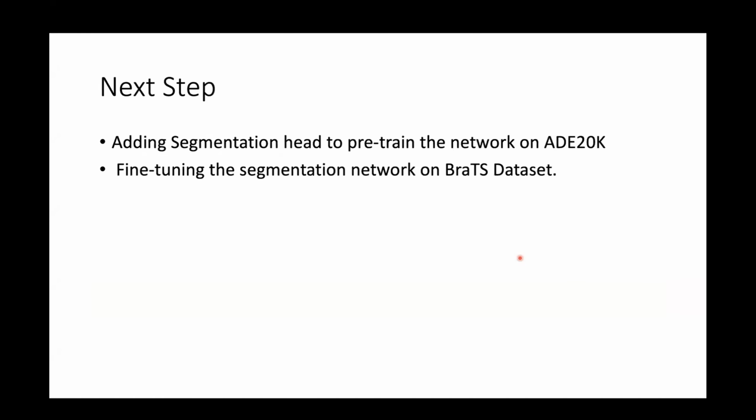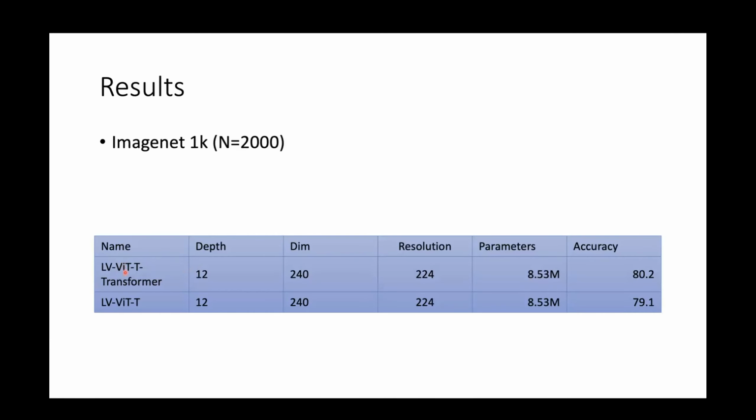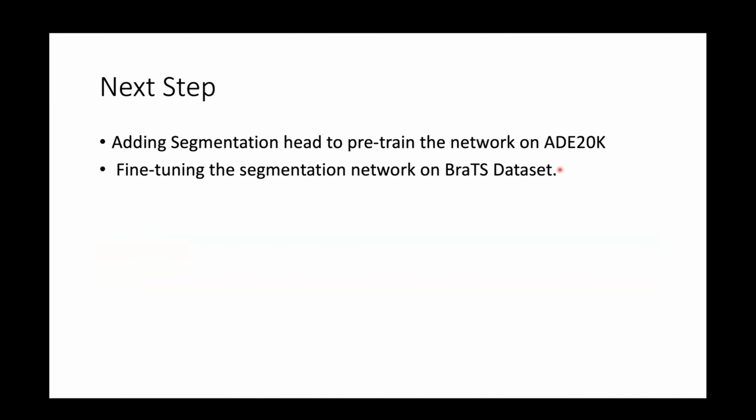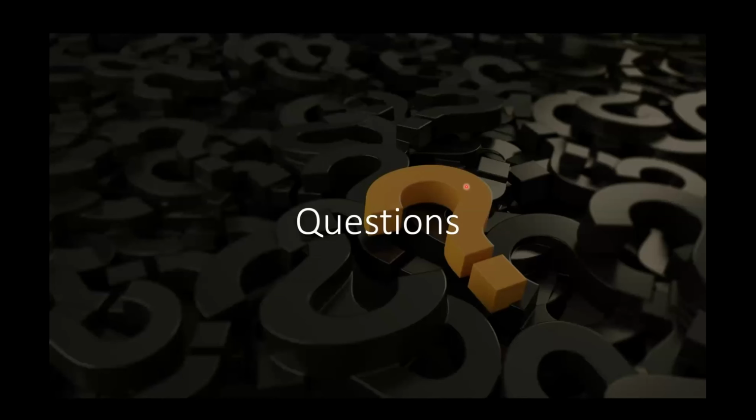The next step for me is to add the segmentation head to the tiny vision transformer with the transformer token labeling, and train it on ADE20K. And then I'm going to fine-tune it on the BraTS dataset and see the results. So that was my presentation. Any questions?